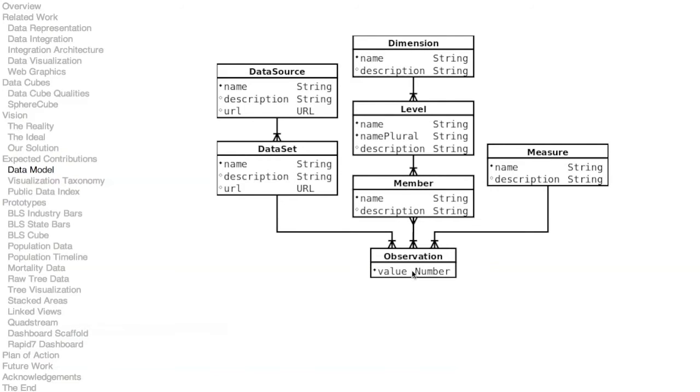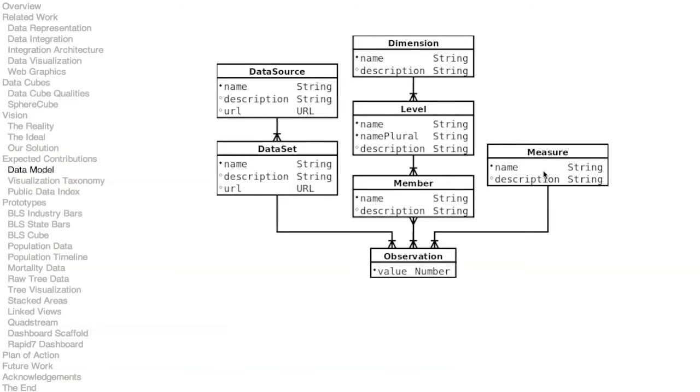Does the observation refer to many members, or is it just an observation that is referenced by multiple members? So the observation references the members. The members don't reference the observations. These things, dimension, level, member and measure, stand independently of the observations, and the observations just point to these. Each observation has references to the members, measures, and the data set.